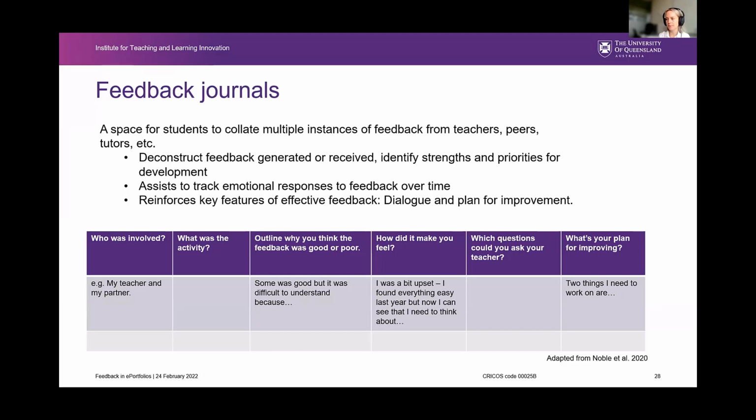So in this example, adapted from Noble et al., and we'll share this paper with you: Who was involved in the feedback? What was the activity? Outline why you think the feedback was good or poor. It's interesting to get students' point of view on what they need. What do they need to help their development? How did it make you feel? And you see the students can be brutally honest about how they felt with this feedback.